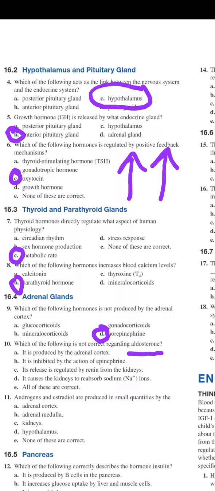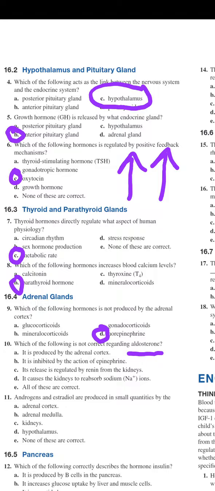So what is aldosterone? Remember it from our kidney chapter. Aldosterone along with renin are hormones secreted when your blood pressure drops. They tell your kidney to reabsorb more sodium and more ions to increase the blood pressure. So it's produced by the adrenal cortex, yes. It has another name that also ends in coids, I think so. It is inhibited by the action of epinephrine. So their interactions, I'm not sure about it.